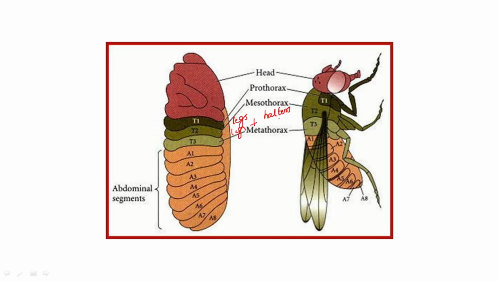Halteres are structures that help in balancing of the body, and also the thorax and abdominal segments we can distinguish separately because of the nature of the cuticle. There exists some difference with respect to the cuticle of the thorax segments and the abdominal segments. These are the peculiarities with regard to the general body pattern of the Drosophila, and we have seen the gastrulation process also. With this, I am going to wind up today's session. Thank you.